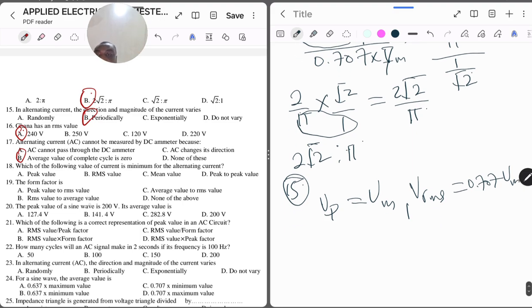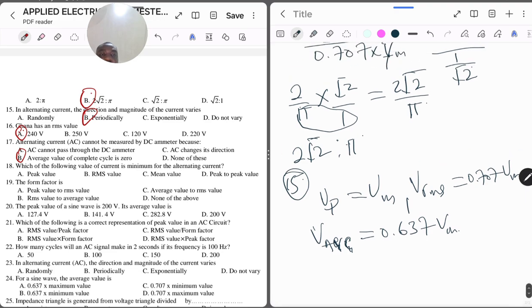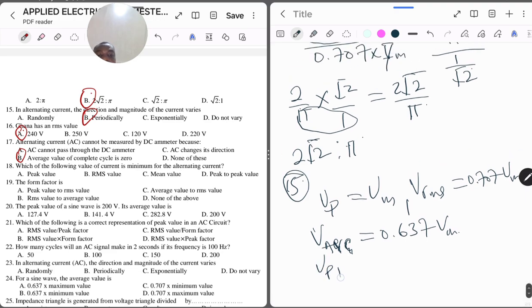Now we write the formula for mean value, which is C. C is also mean value, and mean value is the same as the average value. So I have here my average value, which I wrote these formulas earlier, 0.637 Vm. And then the last one is peak to peak voltage. So that will be what? Twice the maximum value.